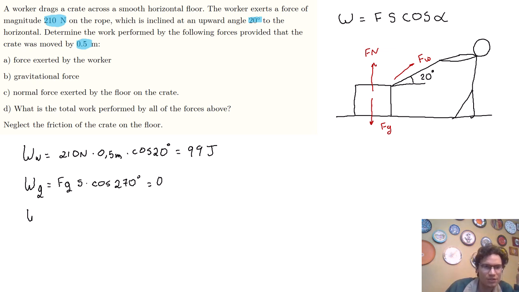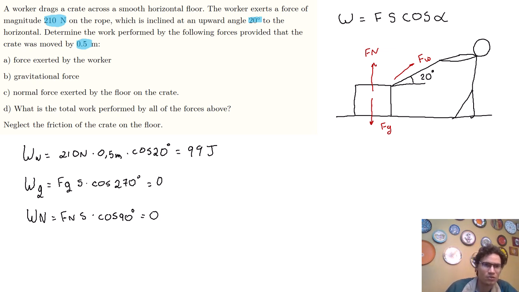For obvious reasons, the work done by the normal force will also be 0, but we can represent it using the cosine and the angle. The displacement will be 0, and the angle in this case will be 90 degrees. Both are 0, so the work done by the normal force will be 0.